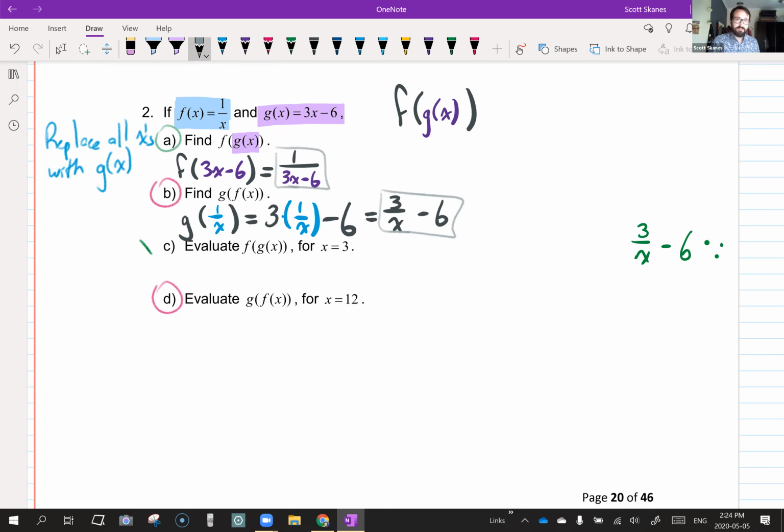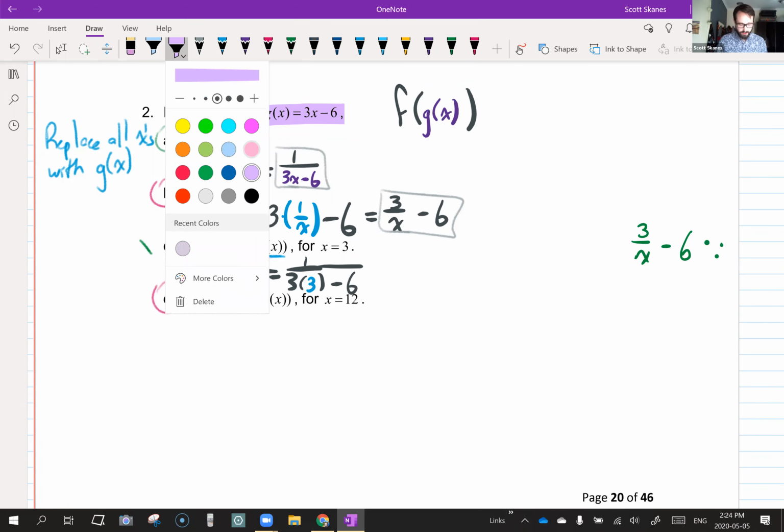For C, it's asking evaluate f of g for x equals 3. So we already solved for f of g. We have it up here, yeah? We already solved for that, so evaluate that when x is 3. Well, that's easy enough. We just take our function. So in this case, let me write out the full thing the first time. F of g of 3 is 1 over 3 minus 6. Okay, so be careful.